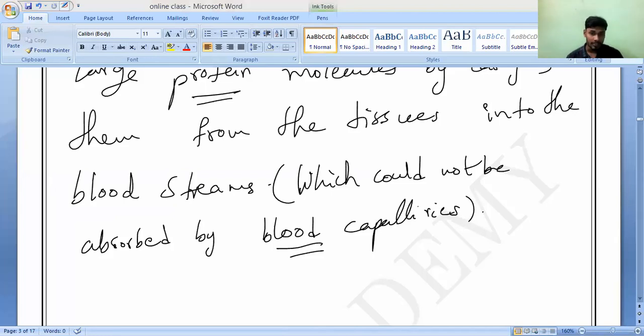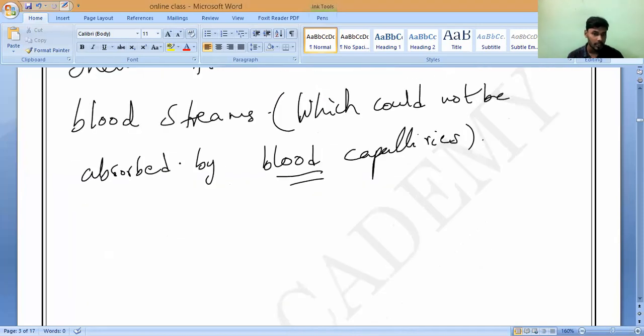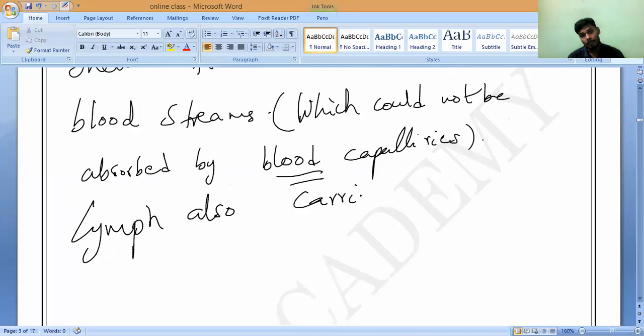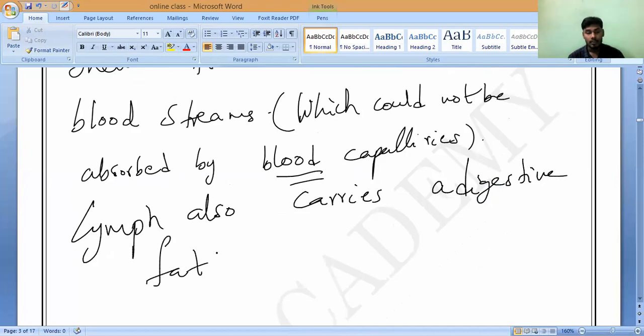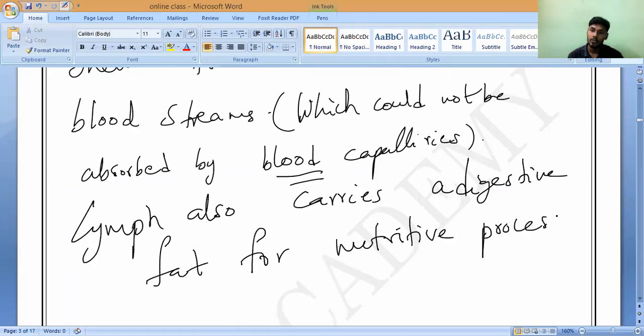Lymph also carries one more thing. What is that? Digestive fats. All of you write: lymph also carries digestive fat, which is also a part of the nutritive system. Is it yes or no? For the nutritive process, that is digestive fat for the nutritive process. That is the first function.